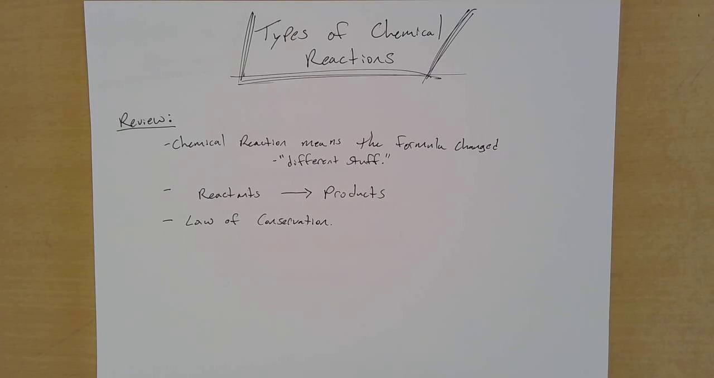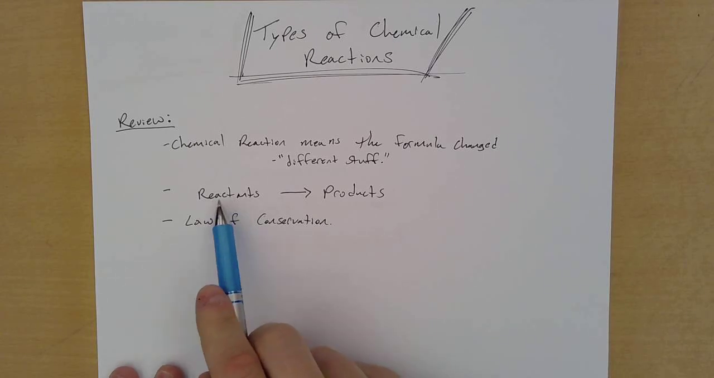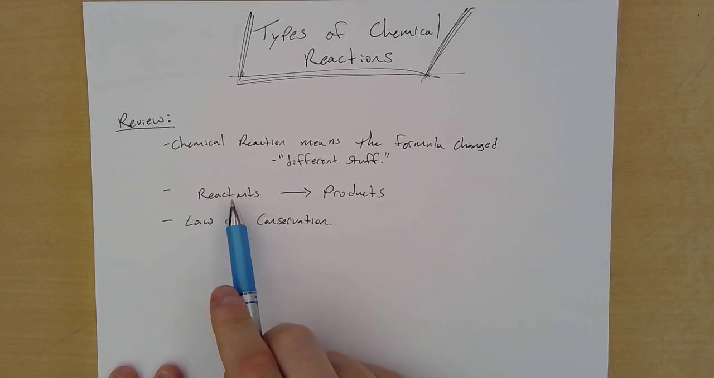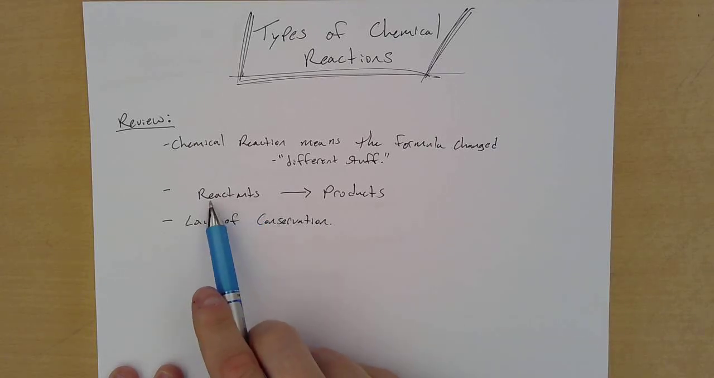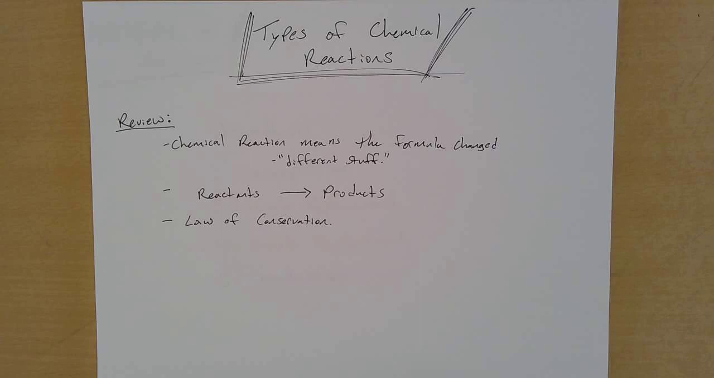What do they mean? So, things that you need to know: a chemical reaction is when the formula changes. You get different stuff on the other side of that reaction arrow. So as we do a reaction, on the left side we have our reactants. That's the stuff going to be reacted, the stuff before the reaction happens. And then we have our products, which is the stuff after the reaction happens.